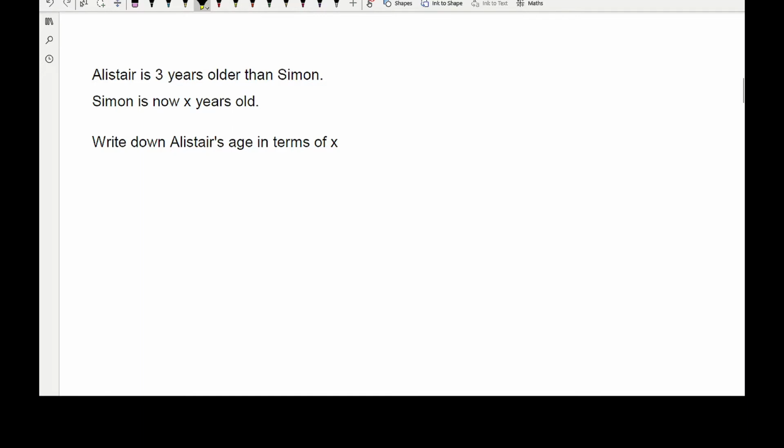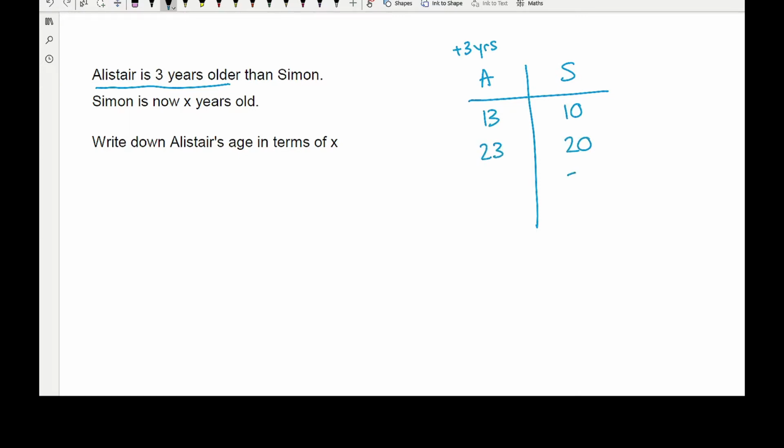So here we've got two people, which again, I'm just going to write A and S. Now, from the wording of the question, you need to ask yourself which person is older. It says here that Alistair is 3 years older than Simon. So Alistair is plus 3 years. For example, if Simon was 10, then Alistair would be 13. If Simon was 20, Alistair would be 23. If he was 50, then Alistair would be 53. So to get from this number to this number, what I'm doing is adding 3.